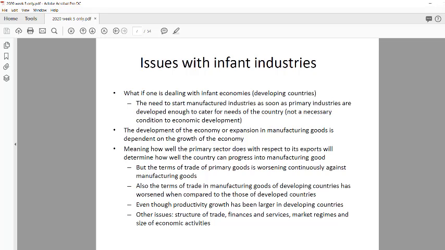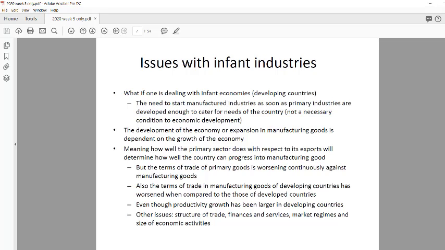If you need to remember what I'm trying to say here, there are two things to take away. First, terms of trade is favoring manufacturing goods over primary goods, and developing countries find themselves more in the primary goods sector. Then, even if these developing countries had manufacturing goods, the terms of trade is favoring the manufacturing goods of developed, first world countries over the developing countries. That's a twofold problem that developing countries face.